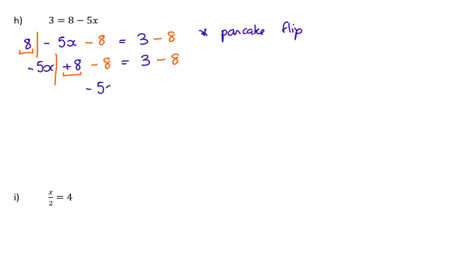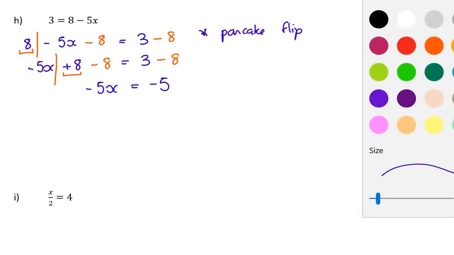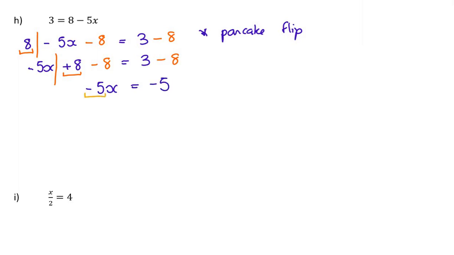So I'm going to put the minus 5x, and 3 take away 8 is minus 5. Now I need to get rid of, just be careful, I'm multiplying by minus 5. So I'm going to divide by negative 5, and I land up with x is 1. Now I should get into the habit of always checking my answers.